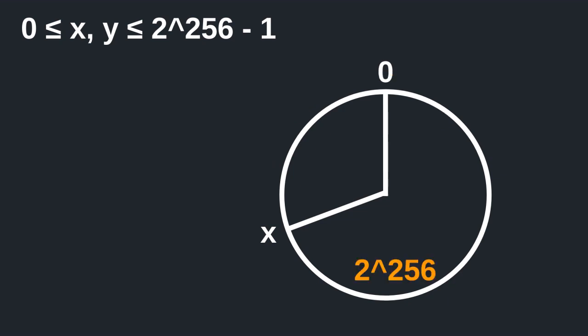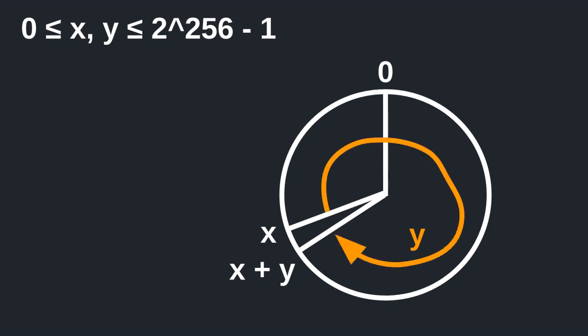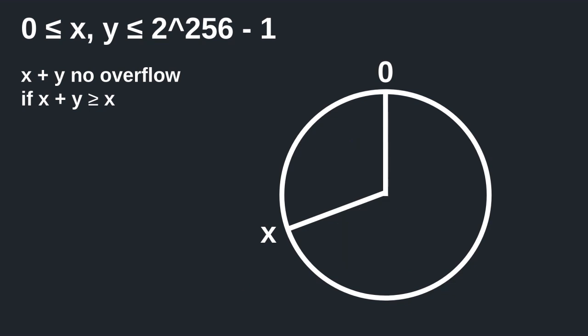First, we know that adding 2 to the 256 to x will give us back the same number. Second, we know that all numbers are less than or equal to 2 to the 256 minus 1. So this means that x plus y can overflow, but it can never reach back to x since y is less than 2 to the 256. Therefore, if x plus y is greater than or equal to x, then there was no overflow. And if x plus y is less than x, then we know that an overflow occurred.